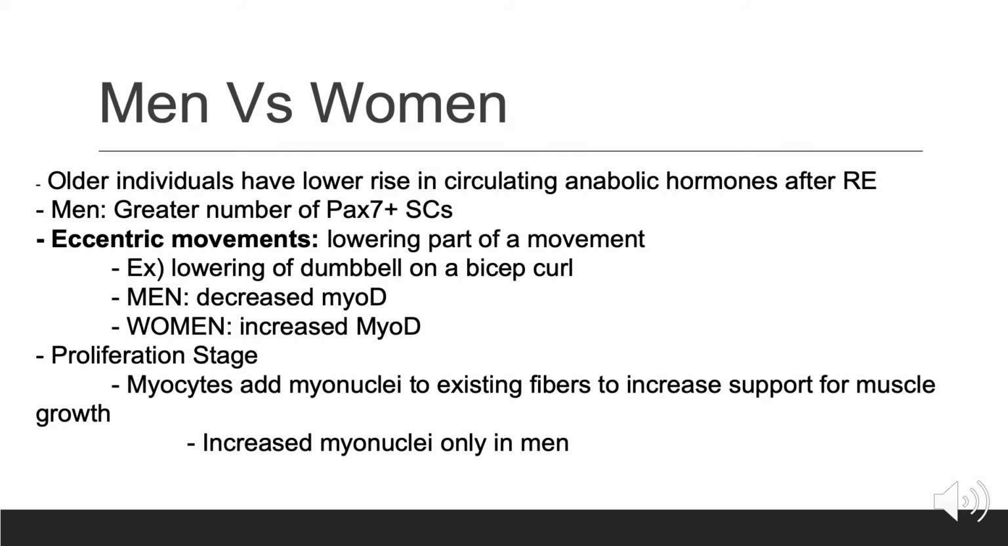When it comes to the process of myogenesis, after satellite cell proliferation comes differentiation, where satellite cells can differentiate into myocytes to fuse with existing muscle fibers, while adding myonuclei to those existing fibers to increase support for muscle growth. Researchers had performed a 16-week resistance program, and it showed that the increased number of myonuclei was seen only in young men, as young men had an increased basal testosterone concentration before and after training.